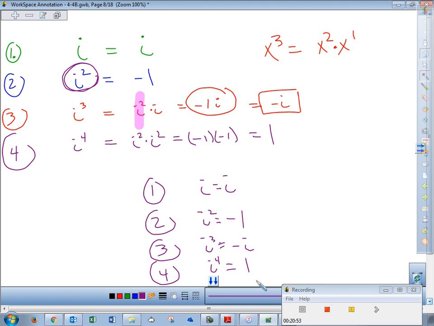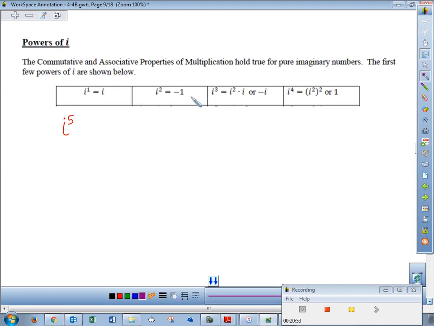Cool? Question for you. Out of all 4 of these, which one do you think will be our favorite? Which one do you like the most as a number? i, negative 1, negative i, or 1? 1, right? i to the 4th is our best friend because i to the 4th is 1. So if we go to the backside, that's what all of this is right here. It says i to the 1st is i, i to the 2nd is negative 1, i to the 3rd is really negative i, and i to the 4th is really 1.